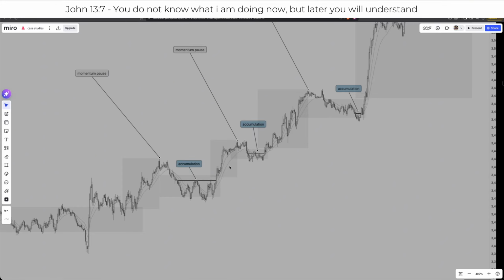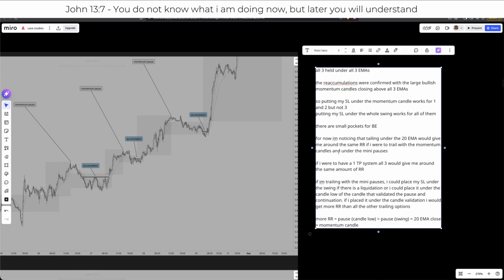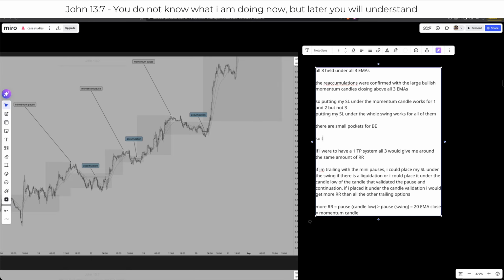Okay, so it looks like the momentum candle actually keeps me in the move longer, right? Because my stop loss would be right here, because there's no momentum in these. Okay, so it looks like the 20. I'm noticing that I could trail under the 20 EMA. So trailing under the 20 EMA gets me decent RR.